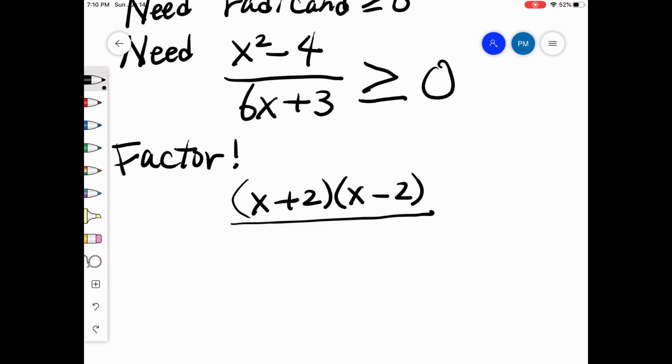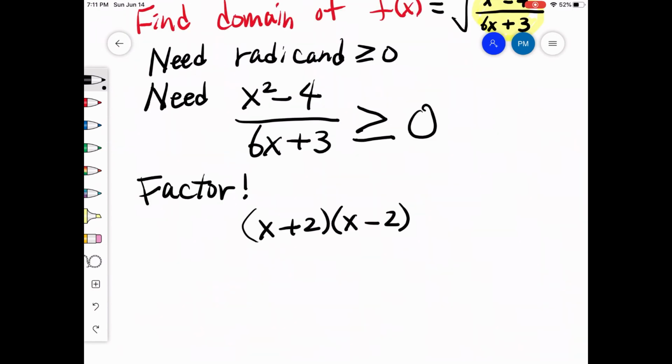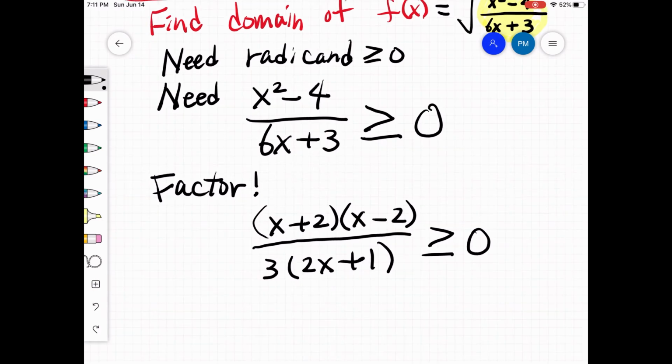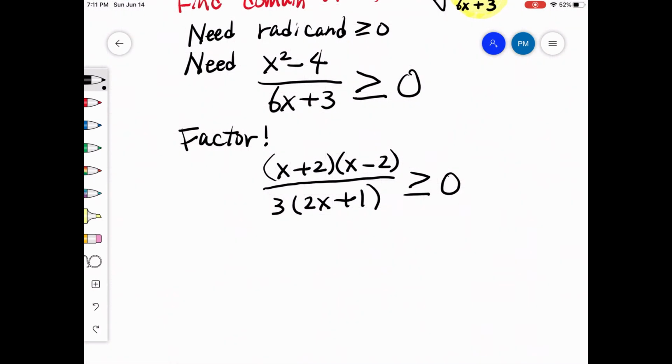The bottom also factors. There's a GCF of 3, and if you factor that 3 out, the bottom is now 3 times 2x plus 1. Okay, so this whole fraction has been factored out on the left-hand side like that. Now the point of doing this is so that you can identify all the critical numbers.